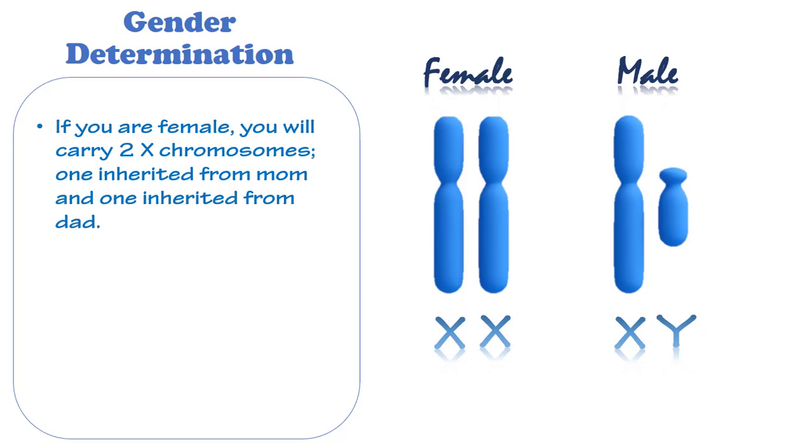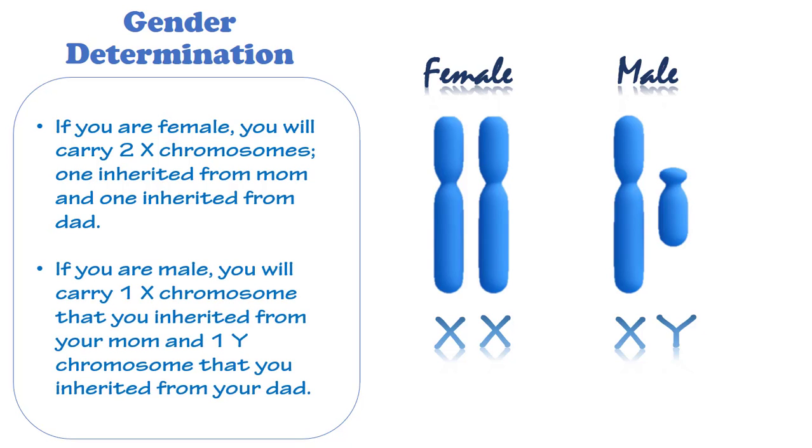If you are female, you will carry two X chromosomes, one inherited from your mother and one inherited from your father. If you are male, you will carry one X chromosome that you inherited from your mother and one Y chromosome that you inherited from your father.